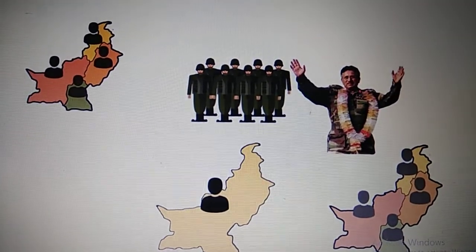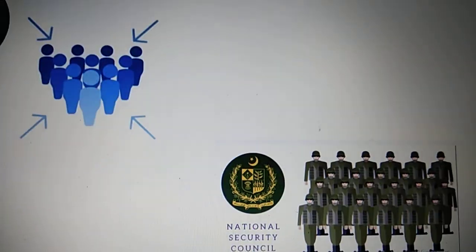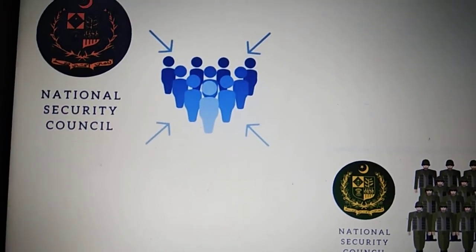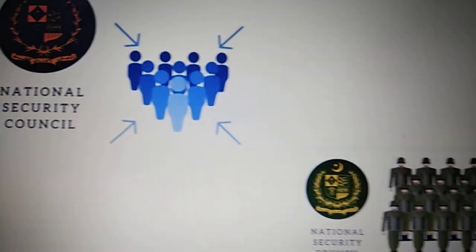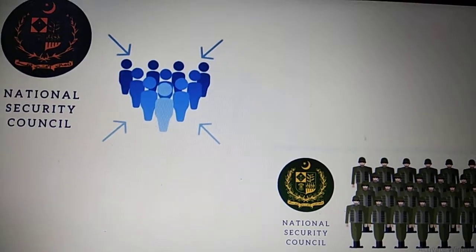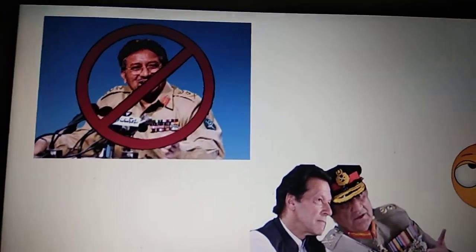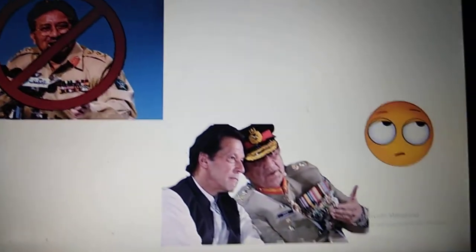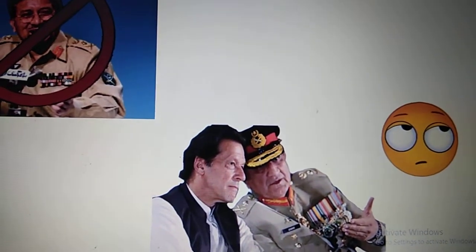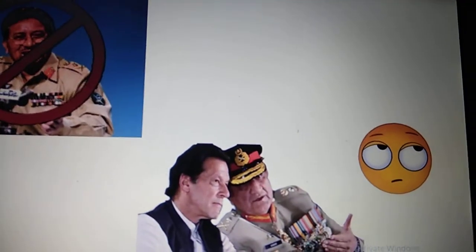Okay, and whatever he said to the people, it had to be followed. So you can see now this became the National Security Council, which had the real power of the country. So no longer did the democratically elected people have any power. Finally he was later dismissed, and now we have another democratically elected leader, Imran Khan, but the situation continues to be the same. He is also overruled by the military. Whatever the military directs him, he has to follow. So the situation is almost the same.